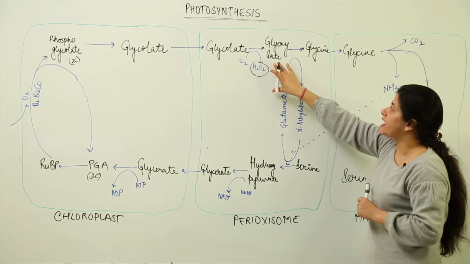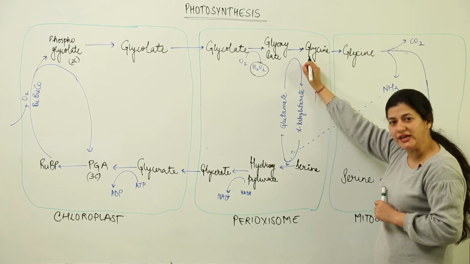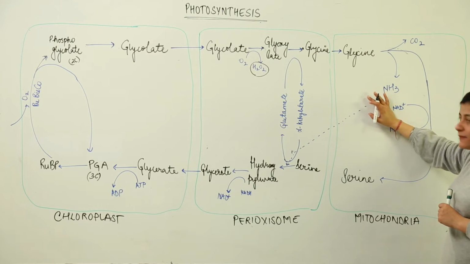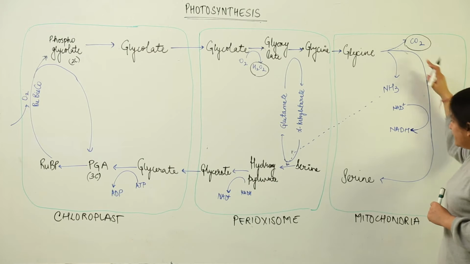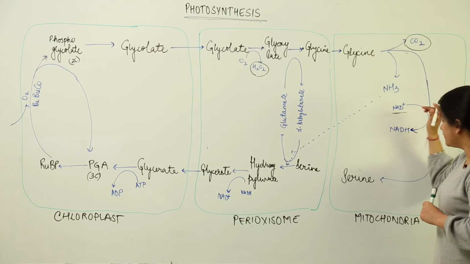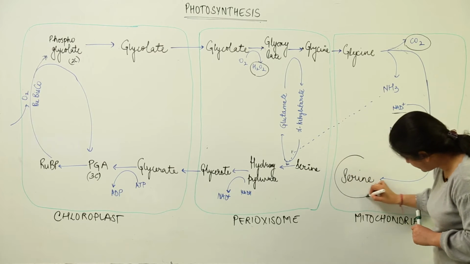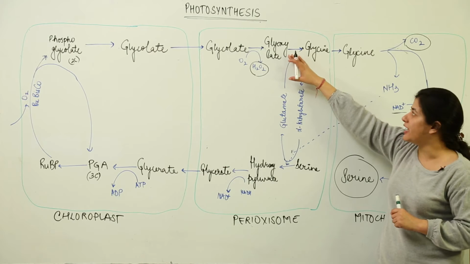Alright, when this glyoxylate is converted to glycine, the process is of deamination. This glycine moves to mitochondria, where it loses one carbon dioxide and uses NAD positive, forming NADH, leading to formation of serine. This is an amino acid. All these are amino acids. Here it happened to be deamination.